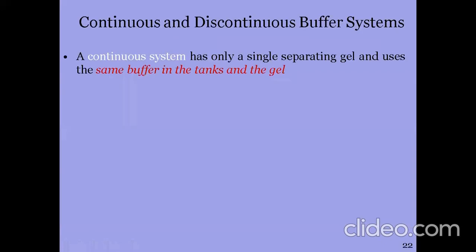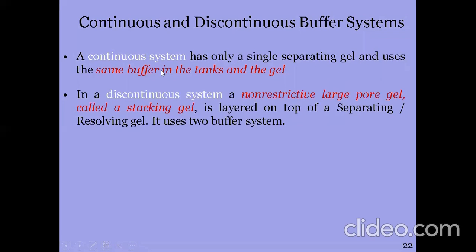Next, there are two types of buffer system. One is continuous and the other one is discontinuous. A continuous buffer system has only a single separating gel and uses the same buffer in the tank and the gel. If we use the same buffer in the tank and gel, we call it a continuous buffer system.